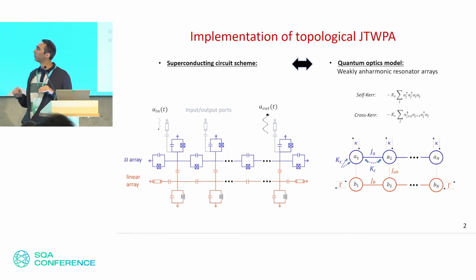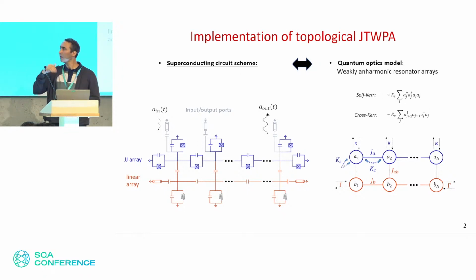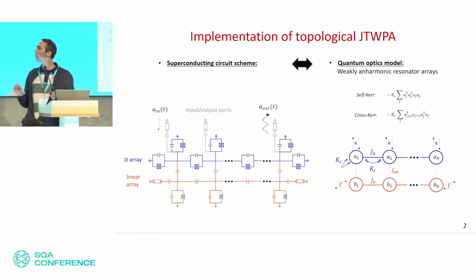The second ingredient, in gray, is that we couple to each of the sites an additional 50 ohm transmission line to provide decay on each site with a decay rate kappa. These ports will also be used to send the signal that we want to amplify and to retrieve the signal when we want to take it out. The last ingredient, shown in red, is a linear array of superconducting resonators. This will be the key to making this device topological, as I show in the following.